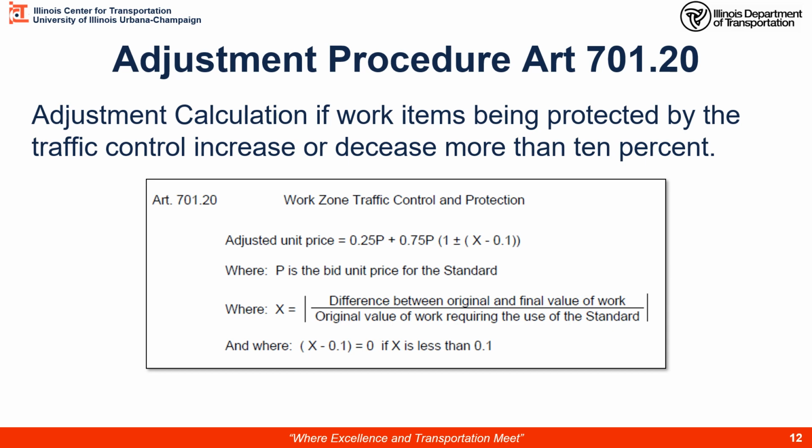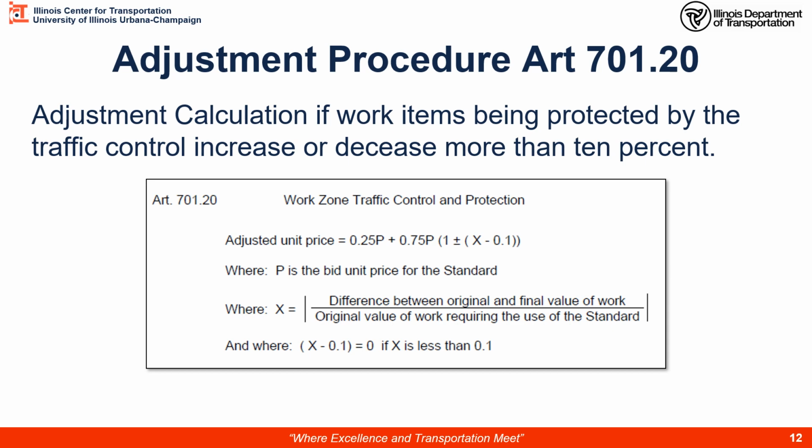So P is the as-bid unit price for the standard. In this case, if you remember, it was 28,000. But then we're going to look at the items of work, and that's the key here, the items of work that the standard protected. So there was an amount of work in the original bid. It could have been different types of patching, joint sealing, and so on, that the standard protected.